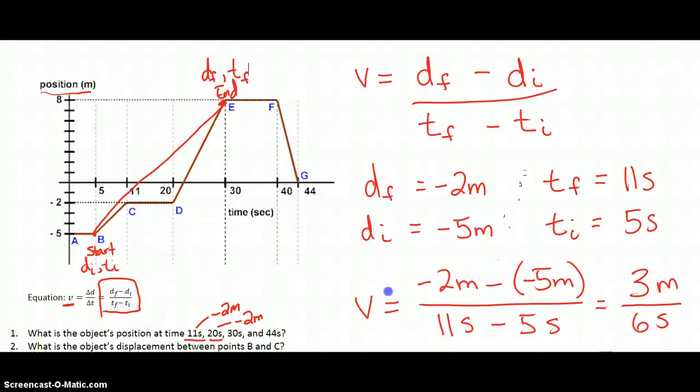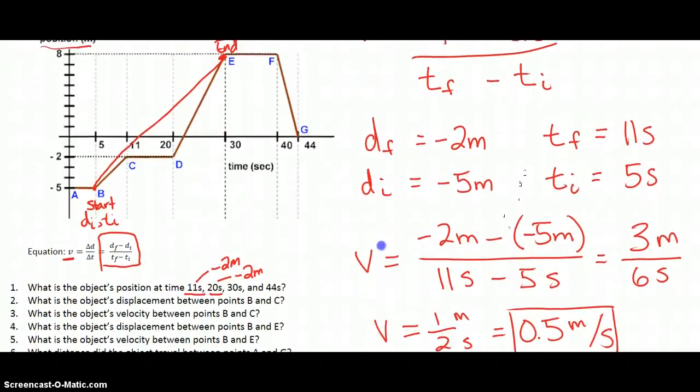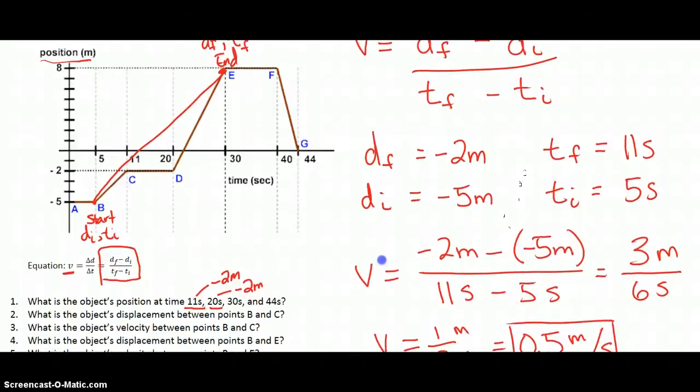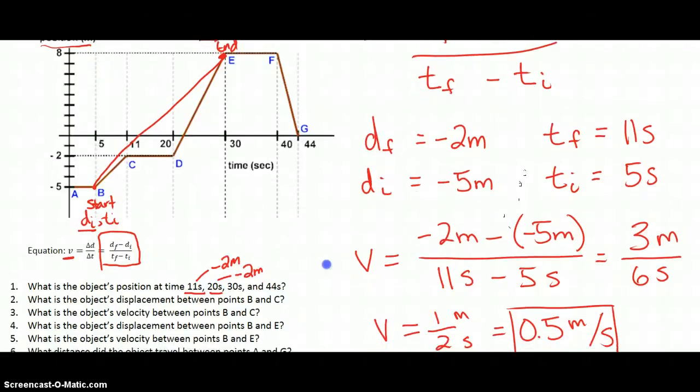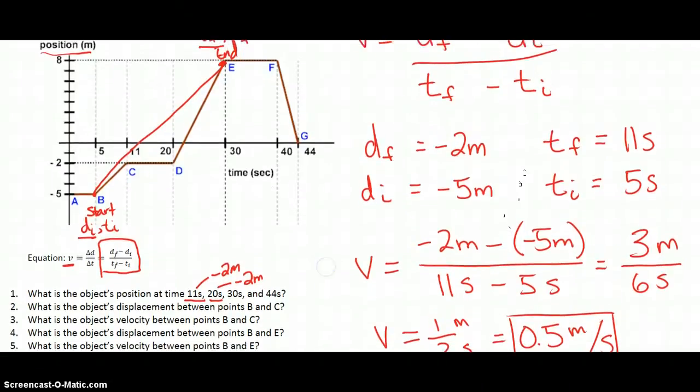And I've actually skipped ahead a little bit because for number 4, it only asks for displacement. We don't need time for displacement. Displacement just has to do with the distance. So I'll just be worried about d sub I and d sub f for number 4. But number 5, we want to know the object's velocity between points B and D. And that's when you're going to have to use time.